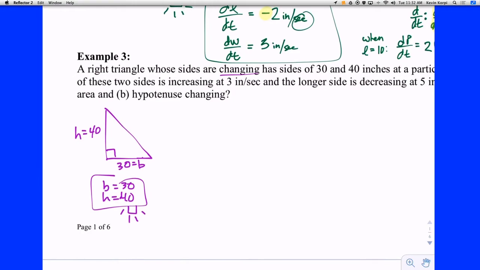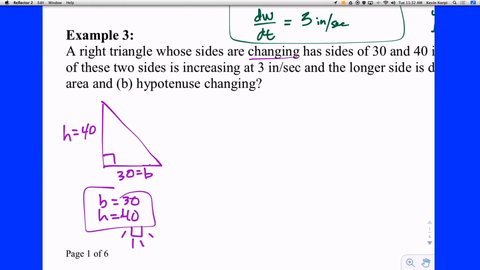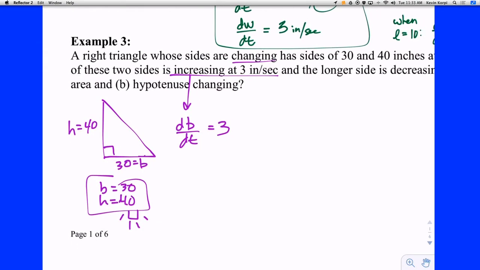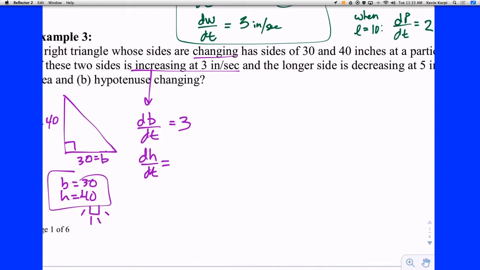If the shorter of these two sides, so that's B, the shorter one I've labeled B, is increasing at 3 inches per second, immediately when I see that, I'm going to call that dB dt. I'm going to label my rates. Is it positive or negative 3? Positive 3. And we can assume that's a constant. And the longer side, which I'm calling H, that's dH dt's rate of change. It's decreasing by 5, so that's negative 5.